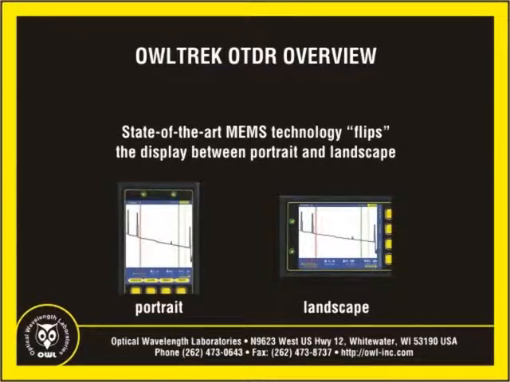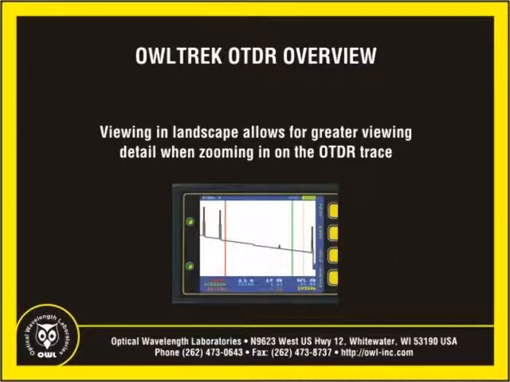Optical fiber traces are displayed on a high resolution color LCD display, which implements state-of-the-art MEMS technology to allow the OTDR's display to flip between portrait and landscape mode automatically simply by rotating the device 90 degrees. By flipping from portrait to landscape, the user sees a wider viewing area, displaying more trace information on the screen and allowing for greater viewing detail when zooming in on the OTDR trace.